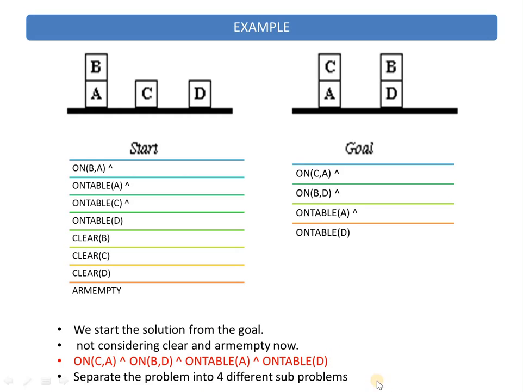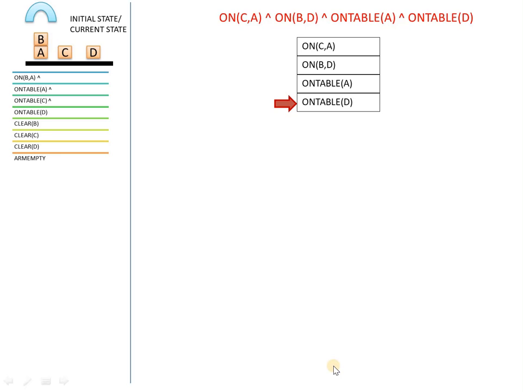This is a compound goal, and this compound goal can be divided or separated into 4 different subparts: on C A, on B D, on table A and on table D. So we'll see how it is being solved, and you have to consider the left side as a database, and this database will show you the changes happening when any action occurs here. If any action occurs here, this shows you the change here.